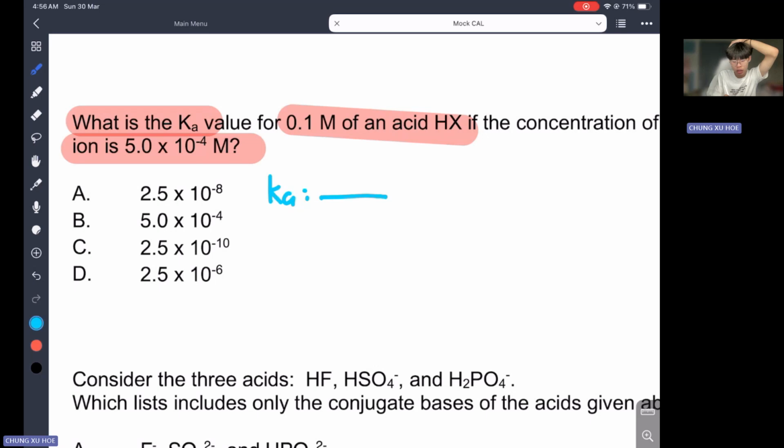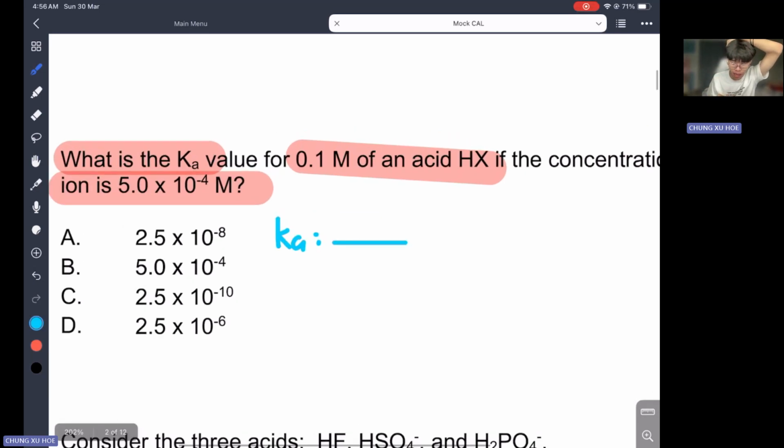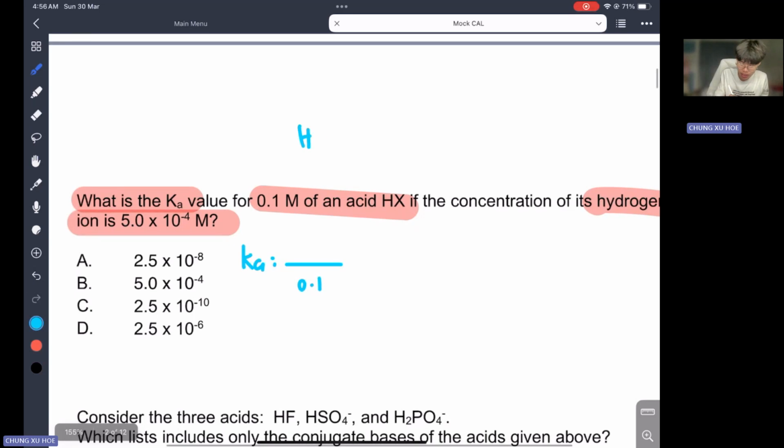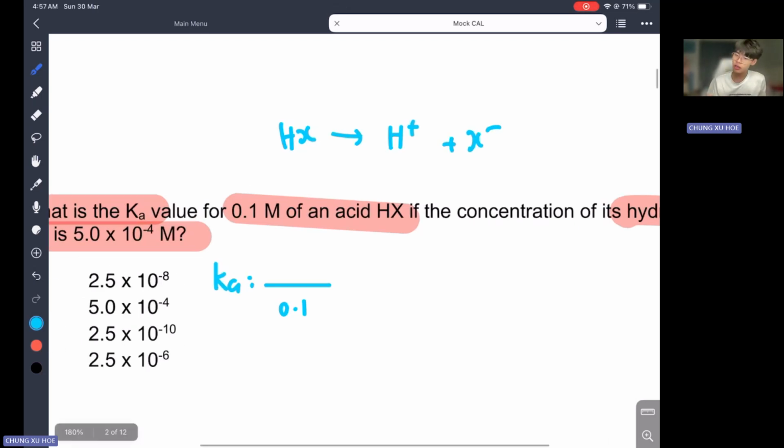On top is going to be my product, and below, the denominator, is going to be my reactant. I know that my reactant here is 0.1, so I just put 0.1. However, do I know my product yet? No. Can I write the equation? Yes. If you are good enough, you can skip this step. H plus, X minus. There are two things, so here is my concentration of H plus, and this is my concentration of X minus.